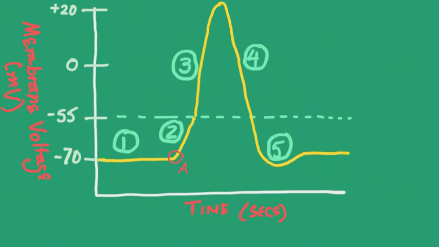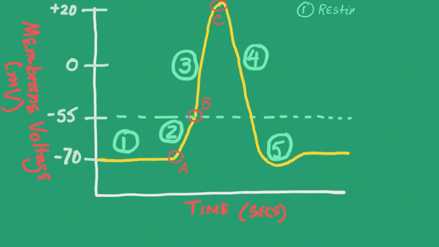So let's take a look at what happens at each junction. We have A, which is where ligand-gated sodium channels open. B is where voltage-gated sodium channels open. C is where the voltage-gated potassium channels open. These are the main events of the nerve impulse transmission. So let's review these one more time.